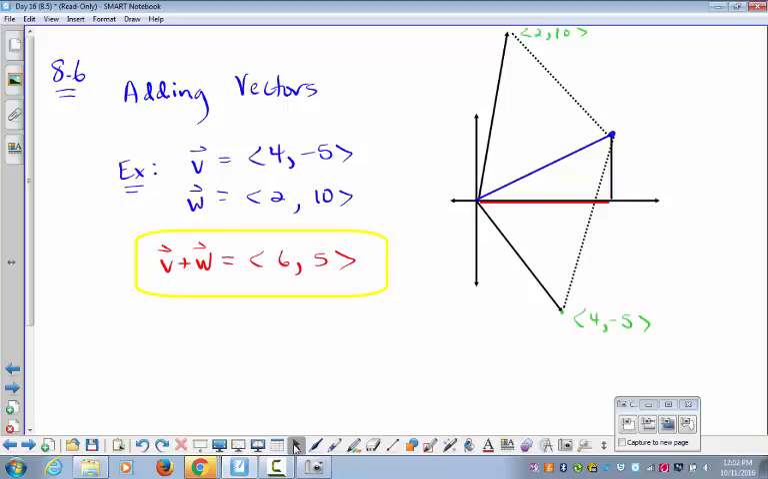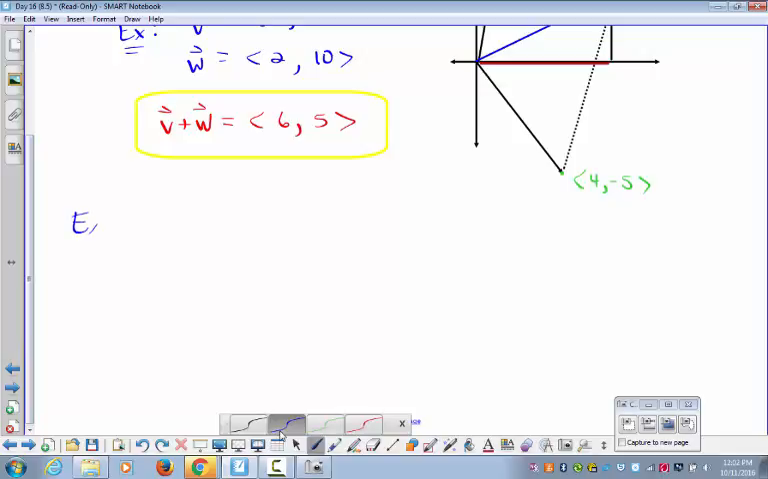And if we add the y's, that's a 10, and that's a minus 5. We add those two together, we're going to be left with positive 5. So visually, you can see that it makes sense. And as you do more examples of it, you'll start to see, oh yeah, if I add the x's and add the y's, I get the diagonal vector there, the resultant vector.